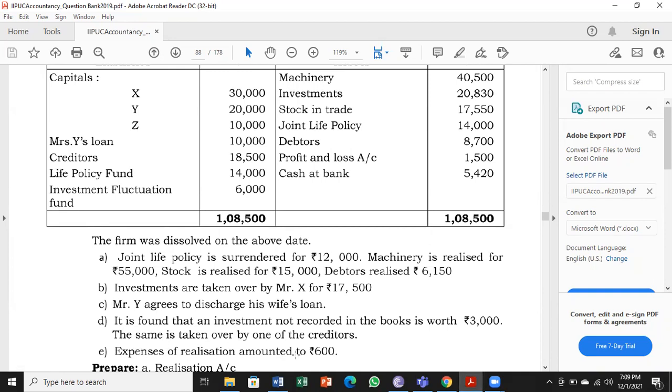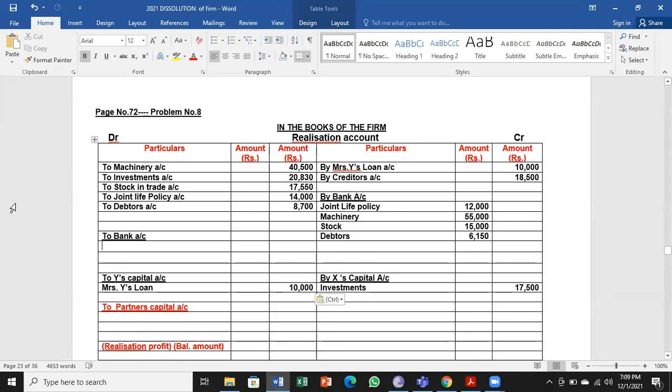Next is expenses of realization amounted to 600. So there is a payment. The payment will come on the debit side. Realization account debtor to bank account.